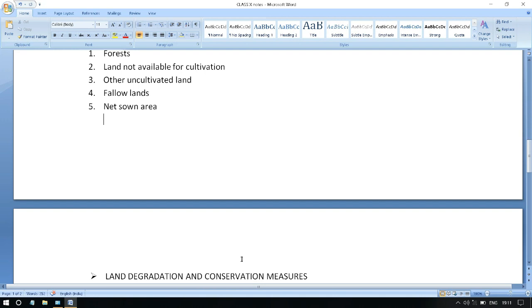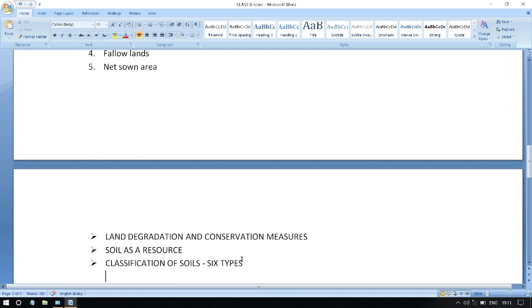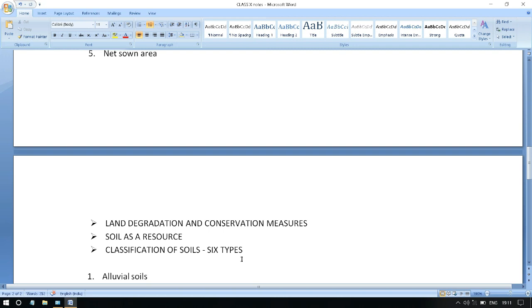Next is land degradation. It is again a main heading of the chapter, land degradation and conservation measures. Here we will read how day by day land is being degraded and is not useful to us, and what kind of conservation measures are adopted by the government to conserve this land. Then soil as a resource. Again, soil is also counted as a resource. Without soil, agriculture is not possible, and fertile soil is very important. So that we are going to read under this heading.